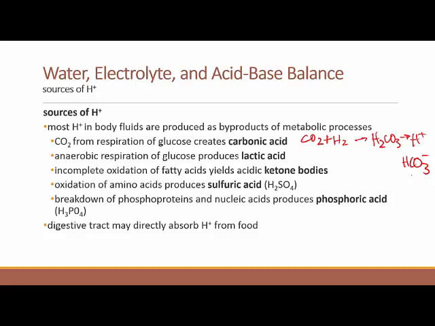When we break down amino acids to get energy from them, we produce sulfuric acid, H2SO4, that can then drop off a hydrogen ion to produce a hydrogen ion and the sulfate ion, HSO4 minus. And when we break down phosphoproteins, so proteins that have phosphorus in them, and nucleic acids, because they have a lot of phosphorus in them, we produce phosphoric acid, which can also release a hydrogen ion.